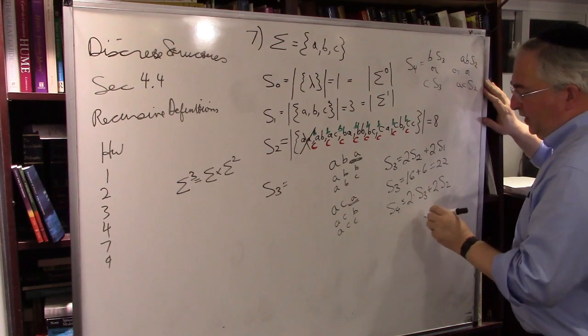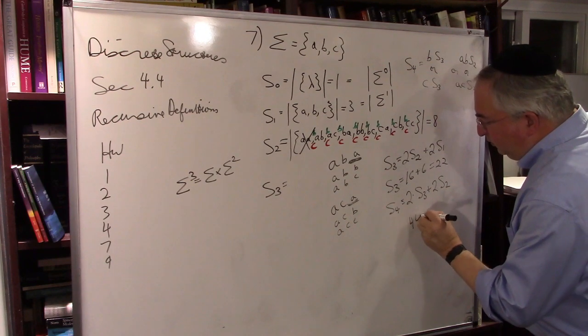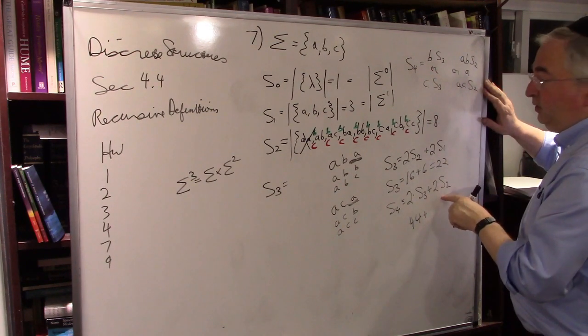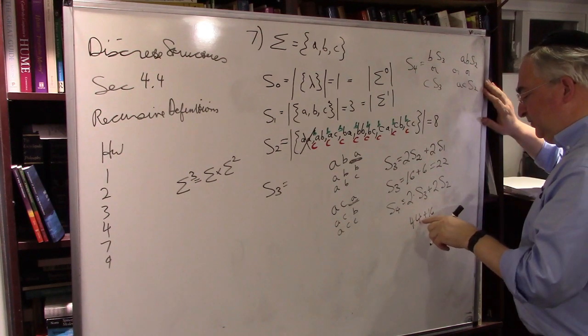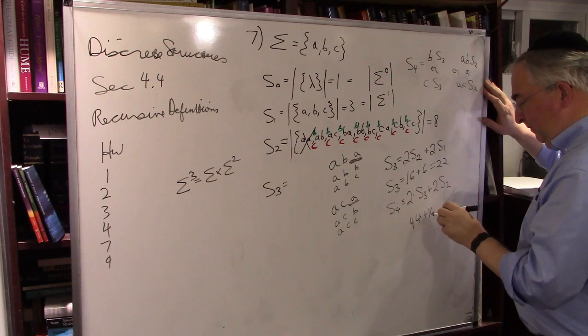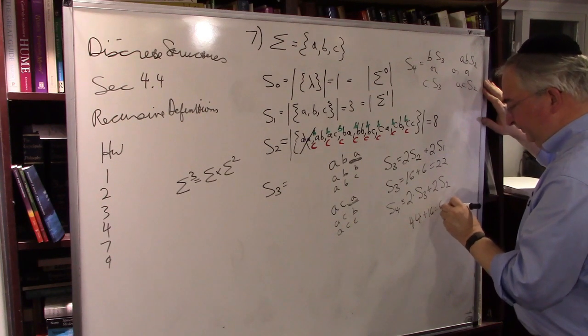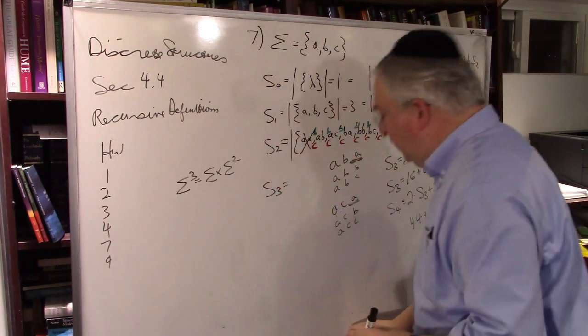In this case it's going to be 44 plus 16. 44 plus 16 is 60. Okay, great.